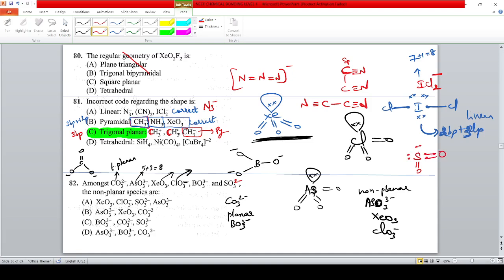One oxygen is used for this. Let it be. So it has a bent shape; it is not planar. So SO3... whomsoever are non-planar. Sir, there are 4 species that are non-planar. They are nothing but AsO3 3 minus.